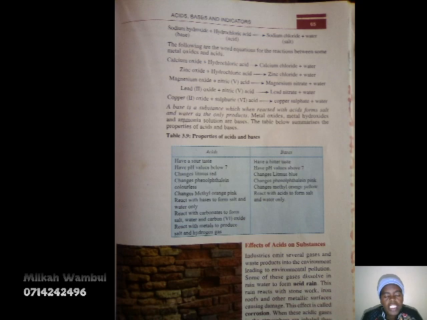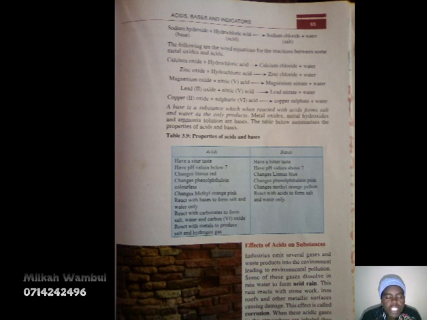So there are differences in properties of acids and bases, and for example, an acid has a sour taste where a base has a bitter taste. That's one difference. And acids have pH that is below 7, while bases have pH that is above 7. An acid changes litmus paper from blue to red, while a base changes litmus paper from red to blue.